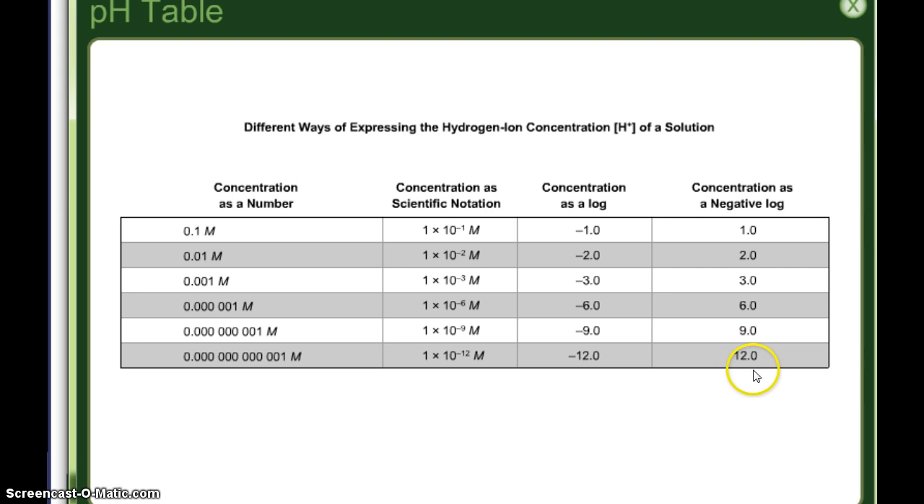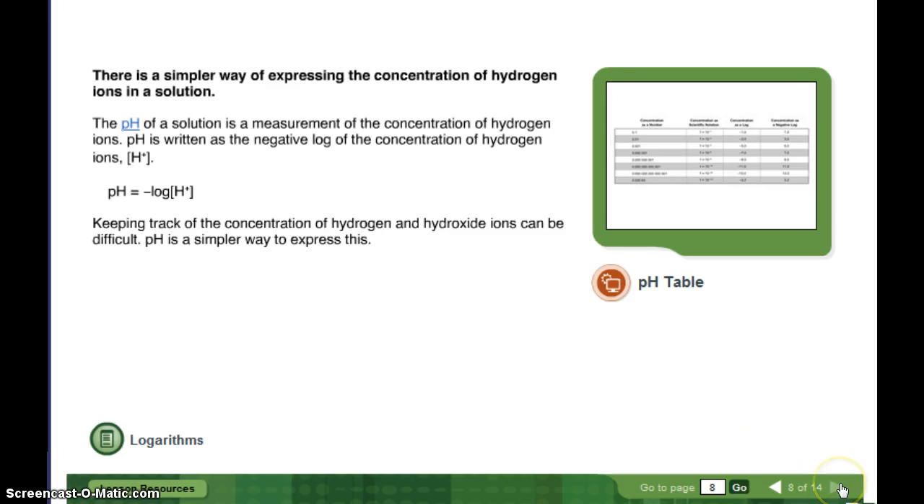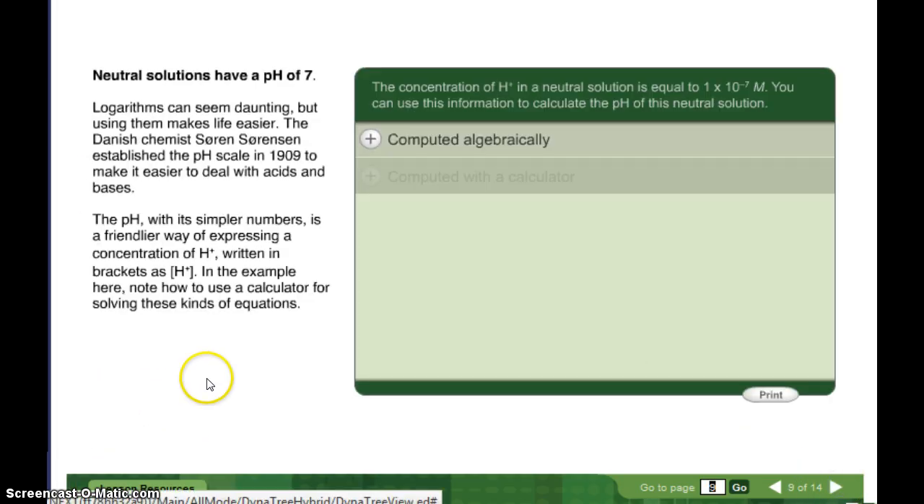So if I have something that is a pH of 12, that's really 1 times 10 to the negative 12, which is really 0.000000000001. Okay, so it's all based on powers of 10. Neutral solutions have a pH of 7.